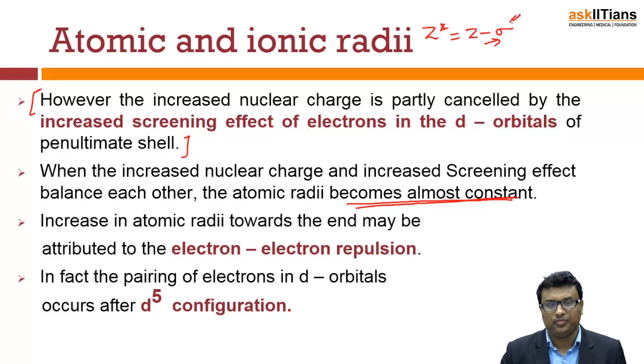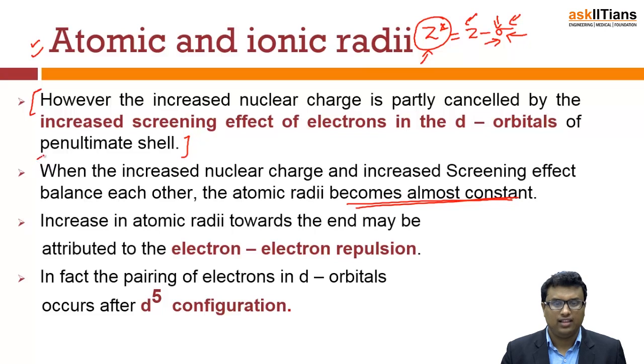So obviously as the nuclear charge increases, the screening effect also increases, right? So this is increasing and this is increasing, but the effective nuclear charge is almost the same. If effective nuclear charge is governing your atomic and ionic radii, and the effective nuclear charge is almost the same, then obviously your atomic radii or ionic radii also remain almost the same.